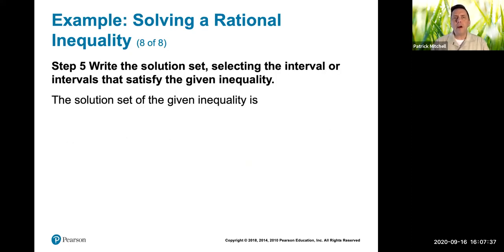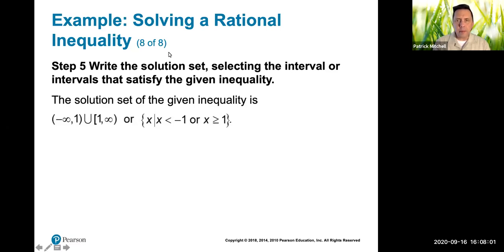All right, so step 5, write the solution set, selecting the interval or intervals that satisfy the given inequality. The solution set of the given inequality is the union of the intervals negative infinity to negative 1 and 1 to infinity, where the 1 is included, but there's another typo. Sorry about that. Okay, the 1 is included, but the negative 1 is not. So let's talk about this for a second.